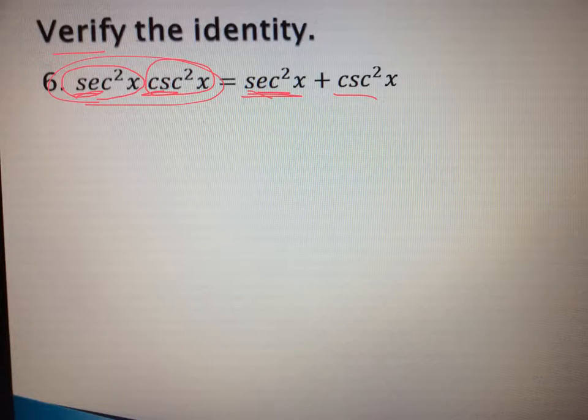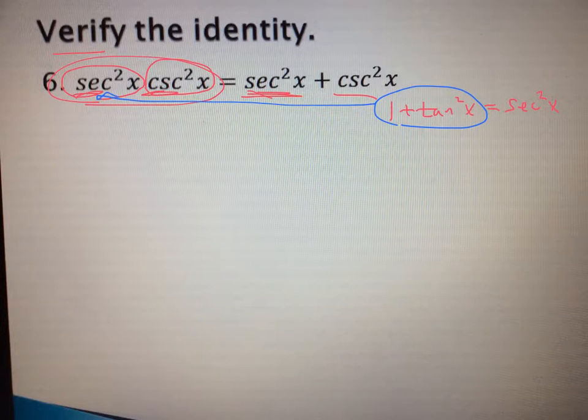And the identity that I'm thinking of is 1 plus tangent squared of x equals secant squared of x. And so I'm going to make this substitution of 1 plus tangent in for secant. So writing that in, 1 plus tangent squared of x, and that whole thing is going to multiply my cosecant squared of x.